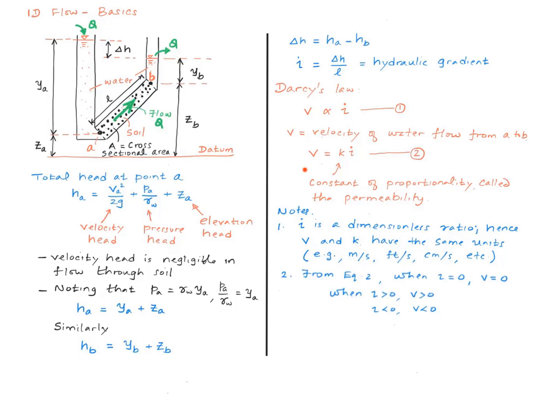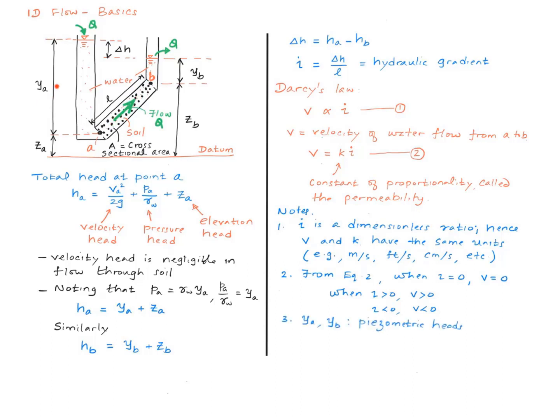Darcy's law also tells us that when the hydraulic gradient is zero, which of course occurs when delta H is zero, V is zero, and therefore there's not going to be any water flow through the soil. We also infer from this equation that when HA is greater than HB, delta H is going to be greater than zero, and therefore i is going to be positive, and therefore water flow is going to be taking place in this direction. And vice versa. In other words, when you have a higher head over here than here, water flow is going to be reversed.